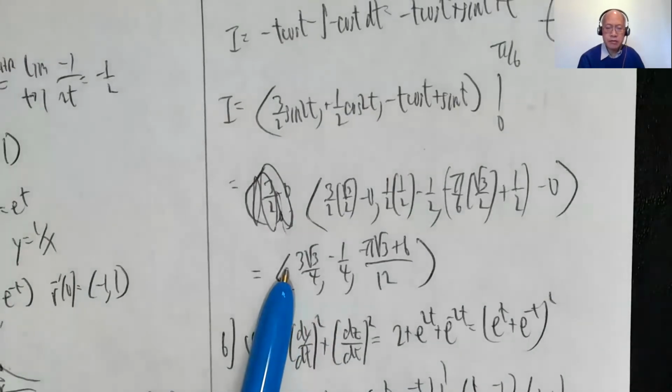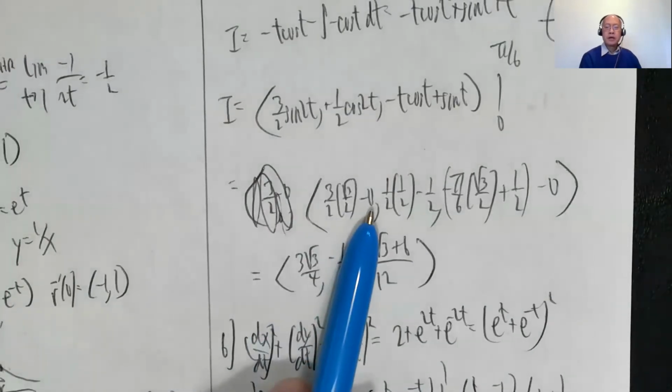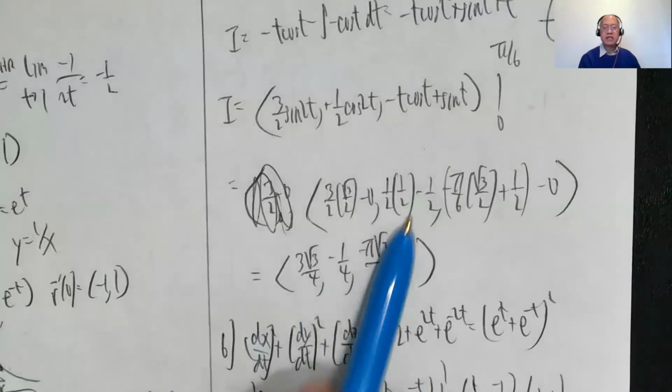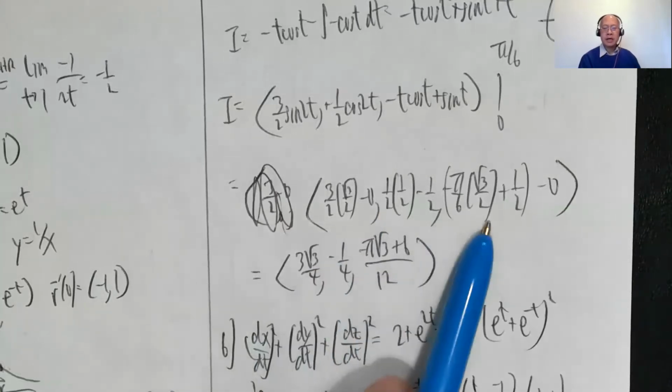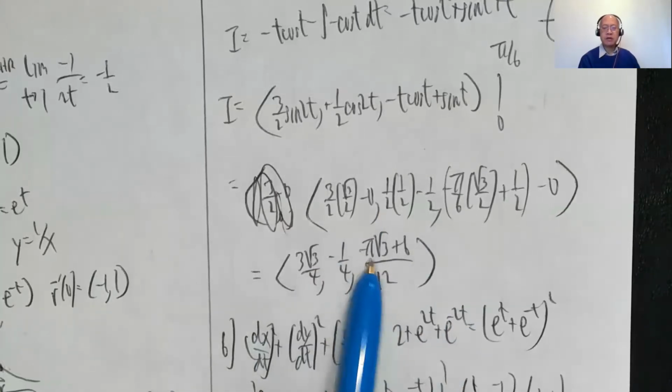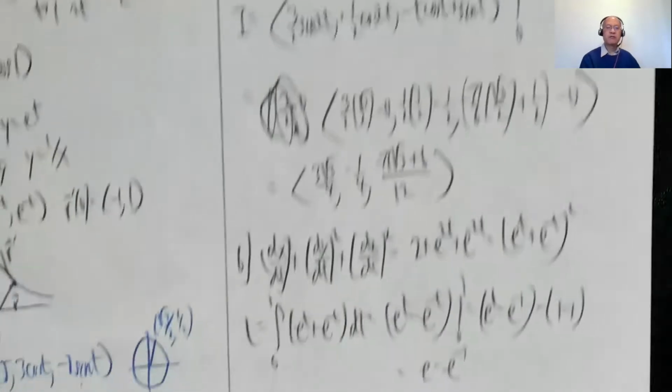Okay, so this comes out to be 3 radical 3 over 4. 1/4 minus 1/2 is -1/4. And then negative pi radical 3 plus 6 all over 12.